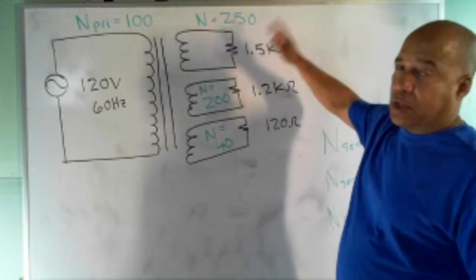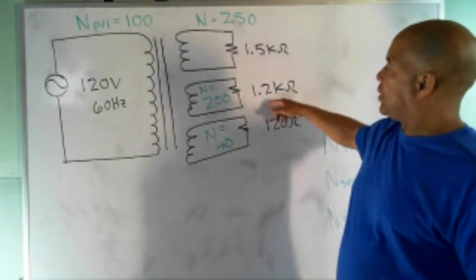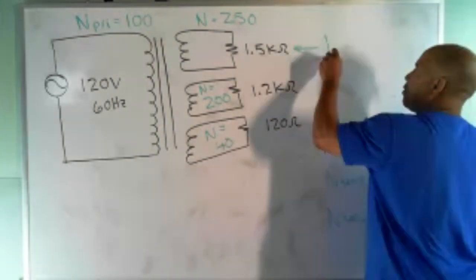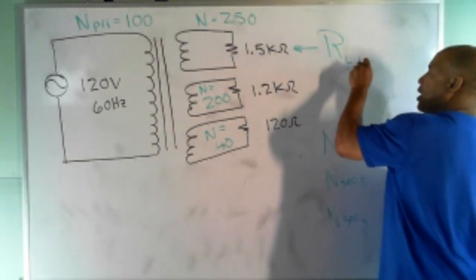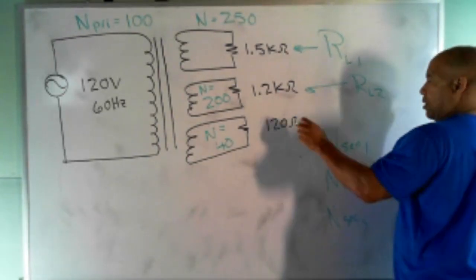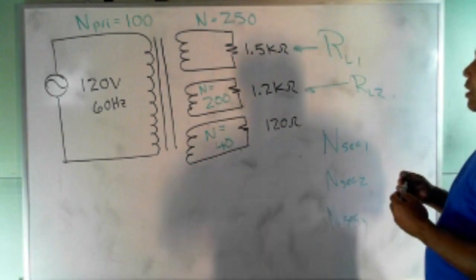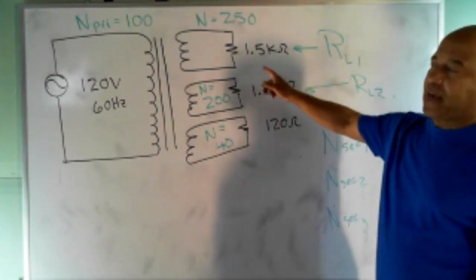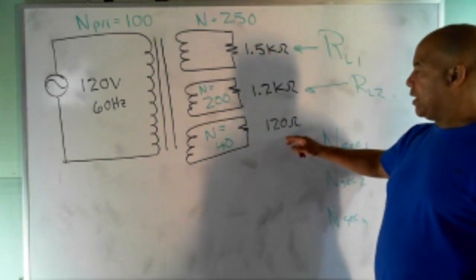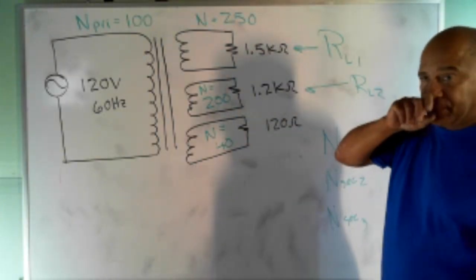These are all loaded, which means you have load resistors hooked on them. So again, you might want to call them load resistor 1, load resistor 2, load resistor 3. Load resistor 1 is 1.5K, load resistor 2 is 1.2K, and load resistor 3 is 120.